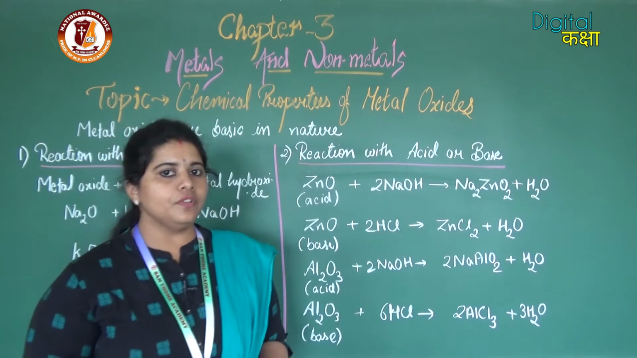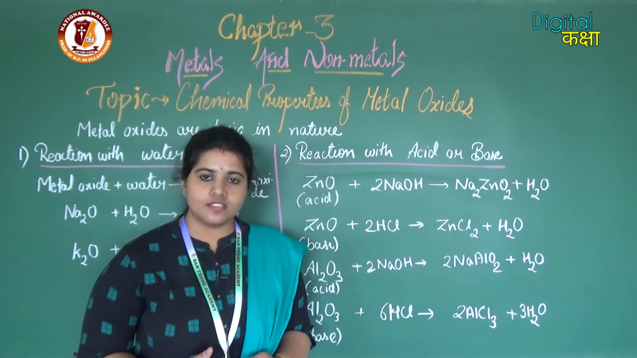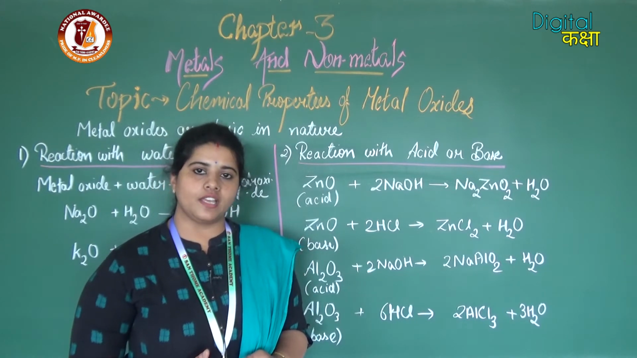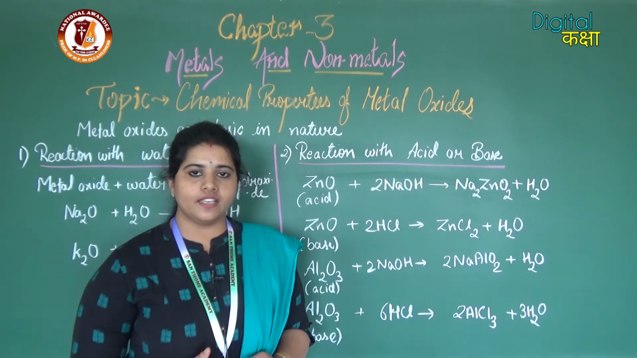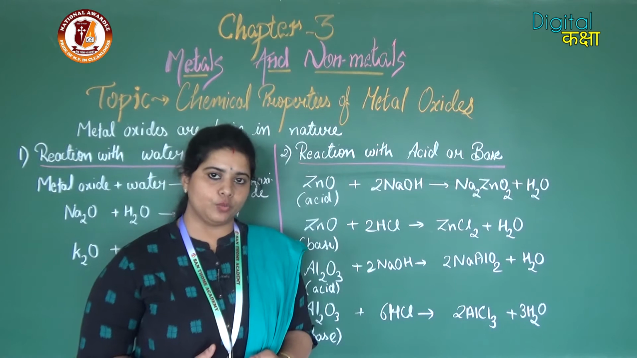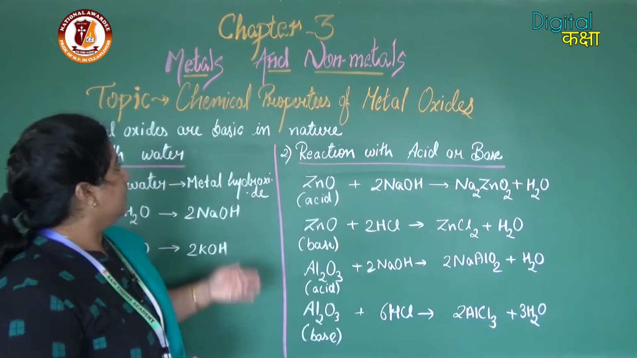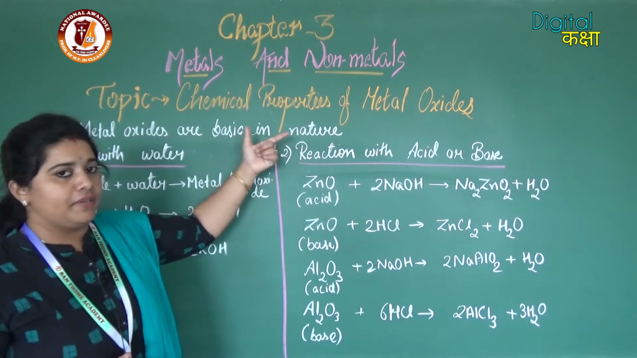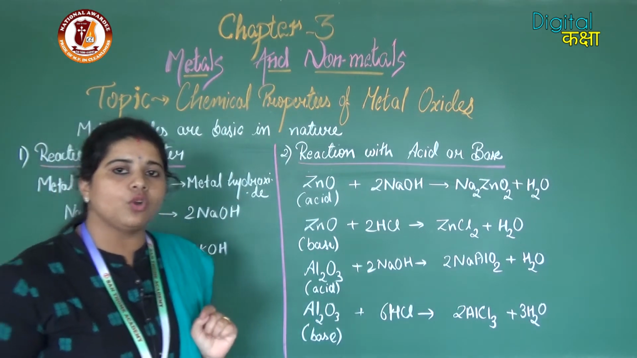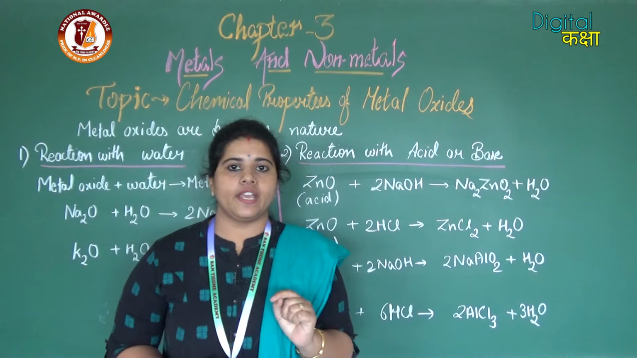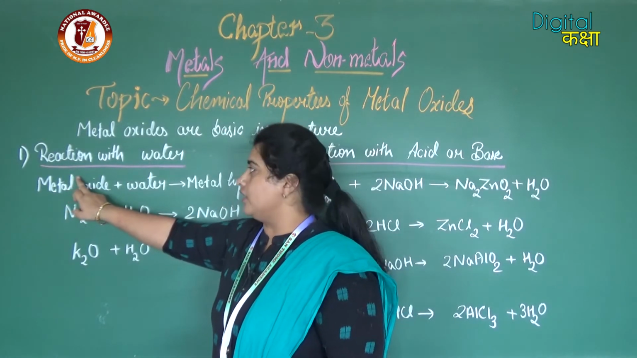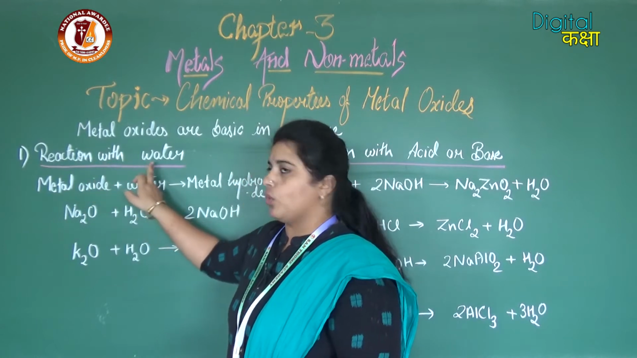To test them, we can use indicators. In litmus solution, if we put a metal oxide, since it is basic, it is going to convert red litmus to blue. Since metal oxides are basic in nature, if they dissolve in water, they will be called alkali. So, the first reaction is reaction with water.